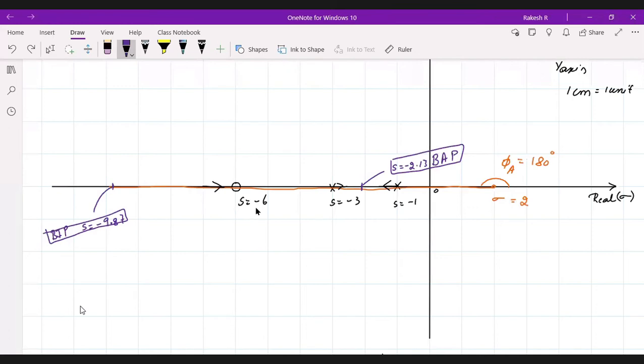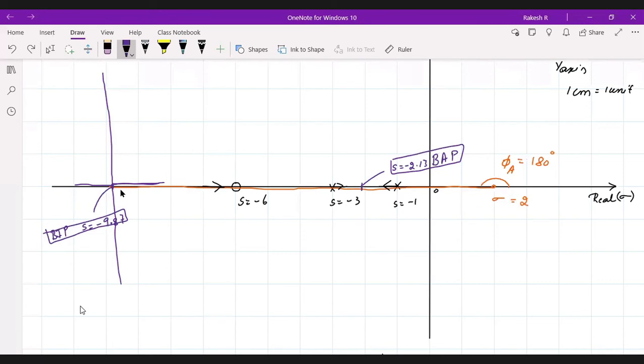And minus 6 is a 0 here. That means a root locus is coming and terminating towards minus 6. So a root will be coming somewhere from this direction and it will be going towards this, and another root will be coming towards this and it will be going like this and like this. So now the root locus is merging on the real axis. So this is a break-in point.